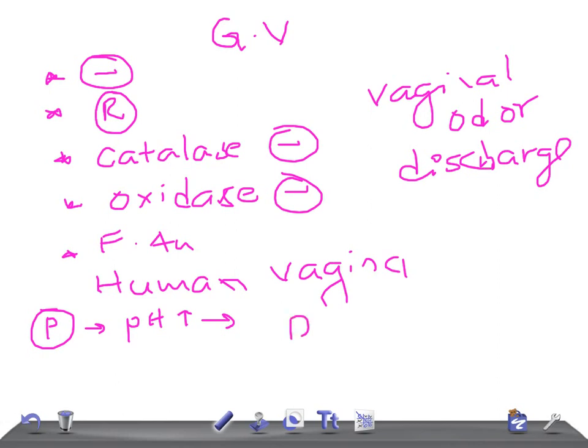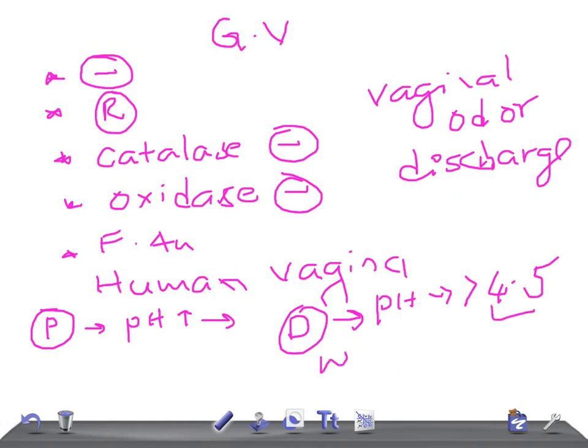So what's the diagnosis? Diagnosis is really very important, guys. How would you diagnose that? Look at the pH. If the pH is more than 4.5, and there are clue cells, that is the epithelial cells covered with bacteria on vaginal saline smears. Clue cells are nothing but epithelial cells covered with the bacteria. So this is really very important.